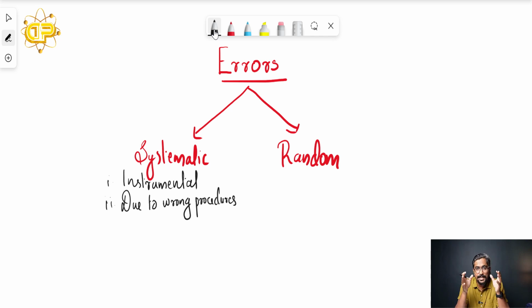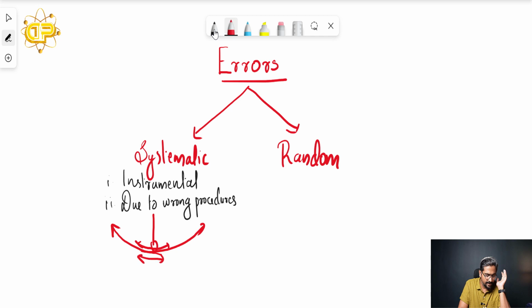The second systematic error is due to certain procedural errors. That means for each experiment, we have to follow certain correct procedures. Then only you will come across a correct answer. For example, in a simple pendulum, we have to find out the simple harmonic motion. If you oscillate the simple pendulum with a higher amplitude, then definitely you will come up with the wrong answer.